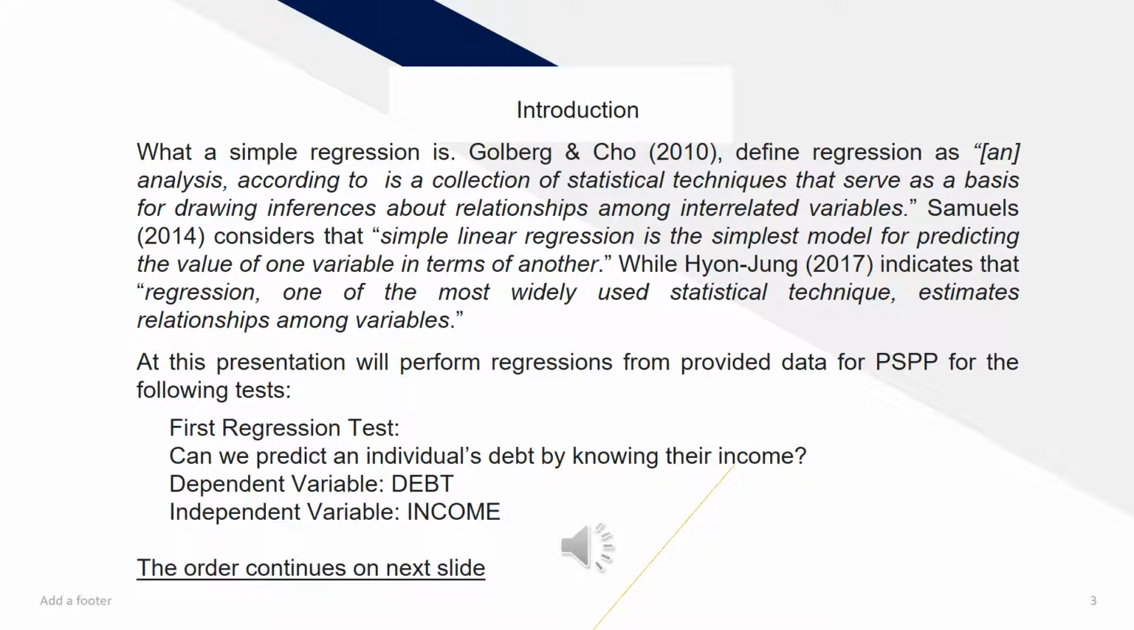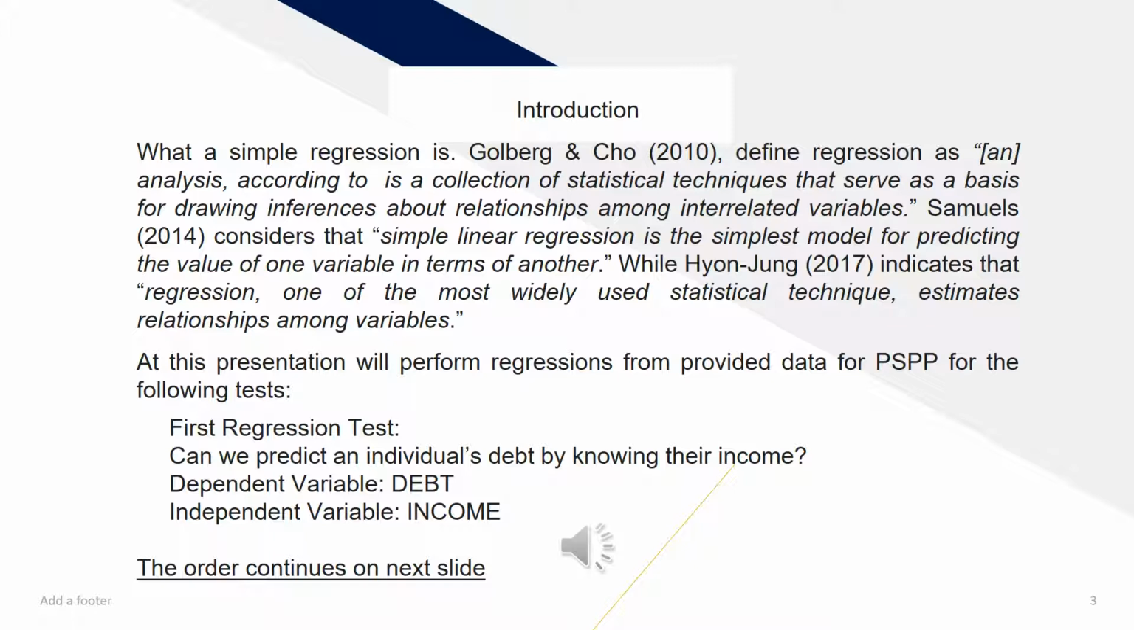Introduction. What a simple regression is. Goldberg and Todd 2010 define regression analysis as a collection of statistical techniques that serve as a basis for drawing inference about relationships among interrelated variables. Seymour's 2014 considered that simple linear regression is the simplest model for predicting the value of one variable in terms of another, while June 2017 indicated that regression is one of the most widely used statistical techniques to estimate relationship among variables.